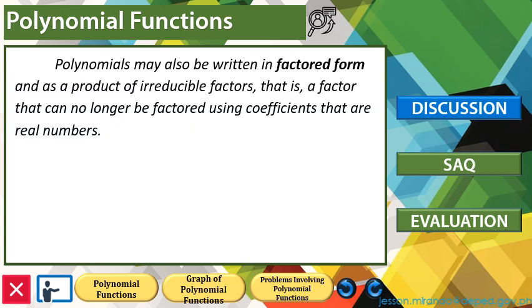Polynomials may also be written in factored form and as a product of irreducible factors, that is, a factor that can no longer be factored using coefficients that are real numbers. Study the given examples below.